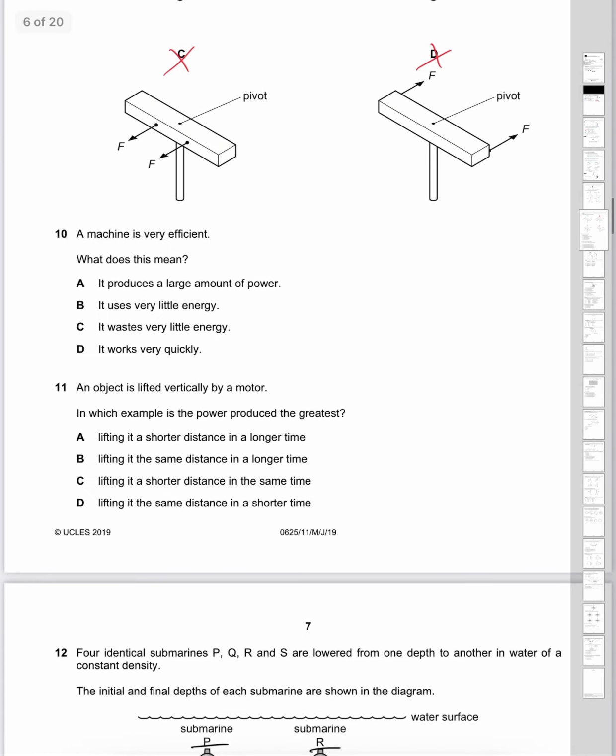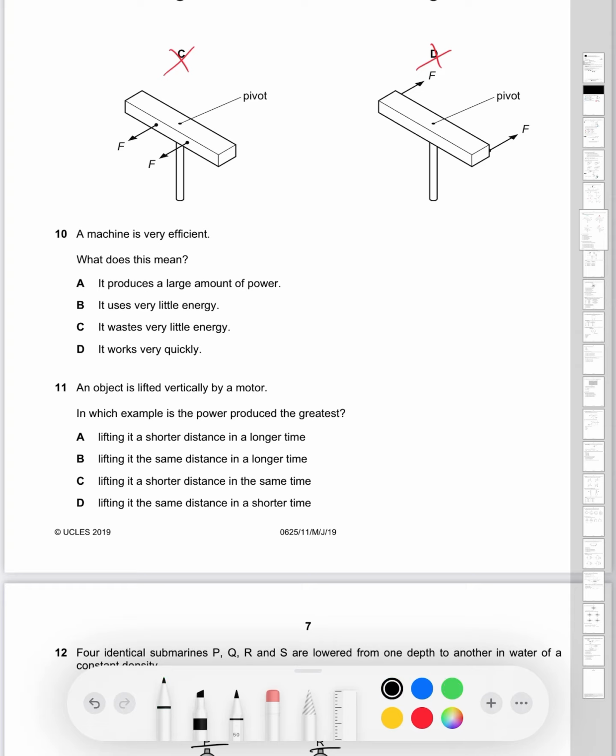Number 10 says a machine is very efficient. What does this mean? Well, the efficiency of a machine can be easily calculated by taking a look at the useful output over the total input, right? When you divide these two variables, useful output over total input, you find out the amount of efficiency a machine has. Now, it doesn't have to do anything with power, so A is gone.